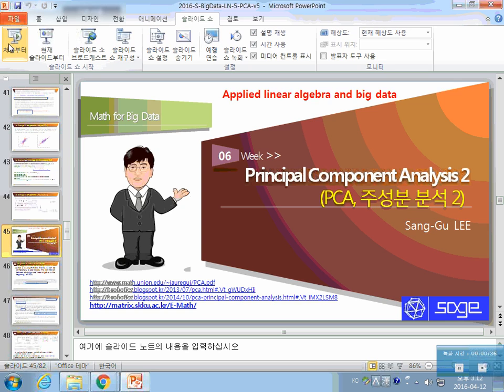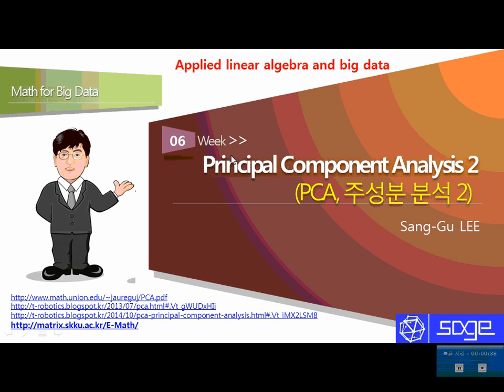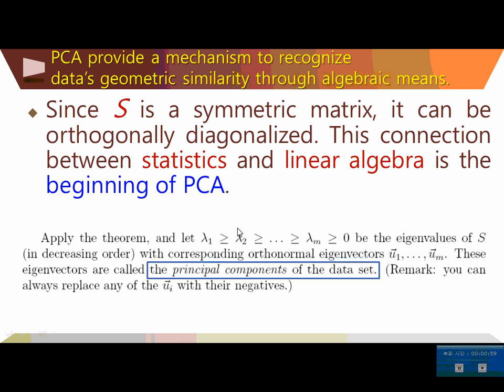Okay, today we continue the second part of PCA. These are the materials that I have used, and this is the material that I made for you to practice what we have done. First, review.